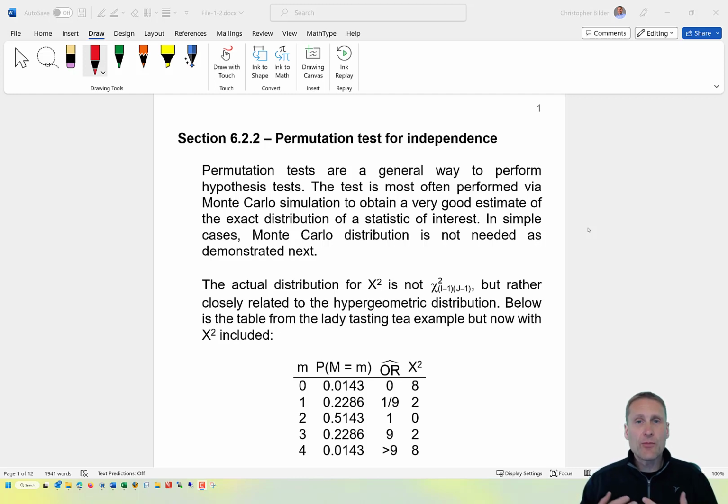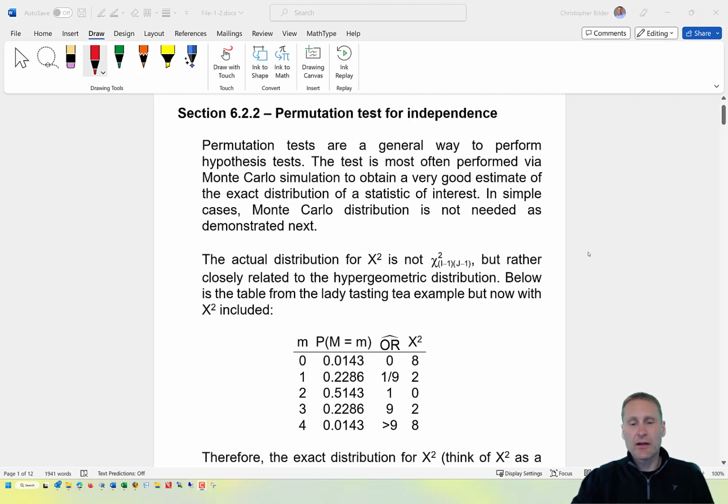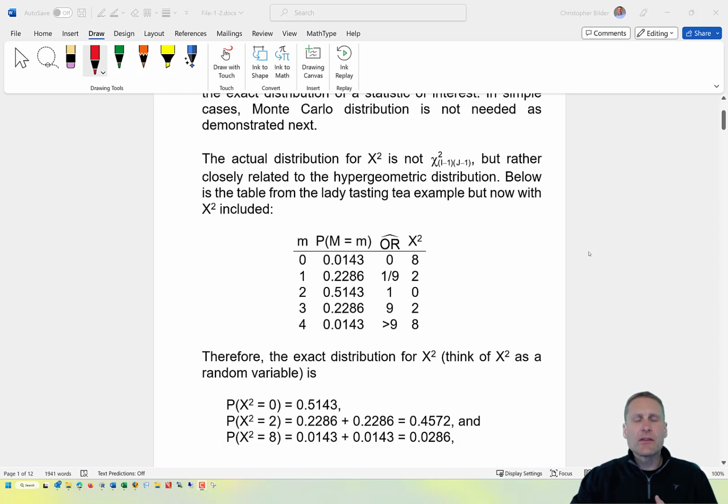Now, to motivate how permutation tests come about, let's take a look at this particular example. This goes back to the lady tasting tea experiment that we saw previously. And we saw this table where we had this distribution of M, which ended up being the number of times that the lady said that milk was poured first, and it truly was poured first. We had then the corresponding probabilities that came about from the hypergeometric distribution. And then we also had the estimated odds ratios for each of the possible contingency tables.